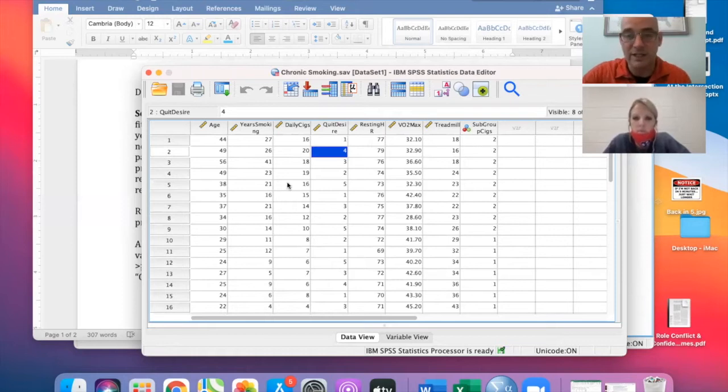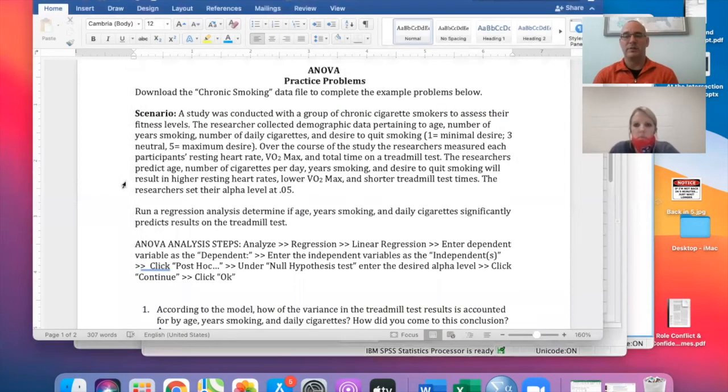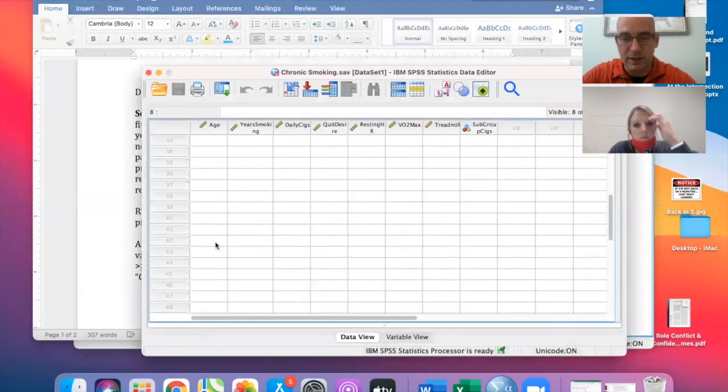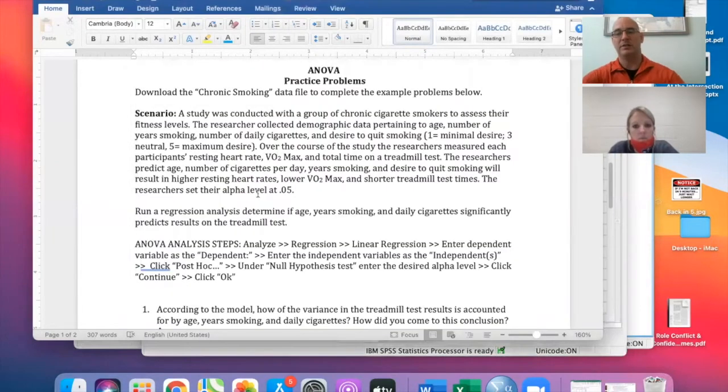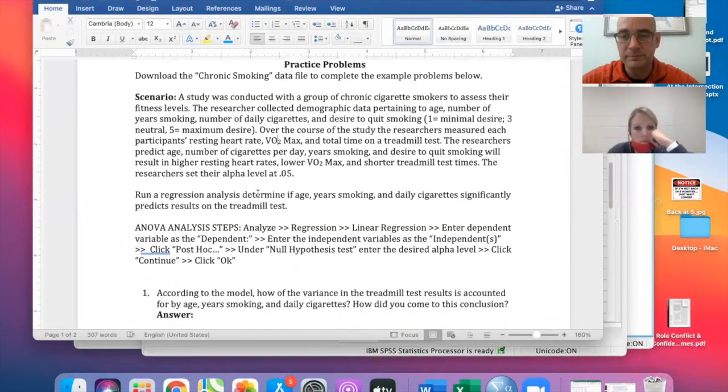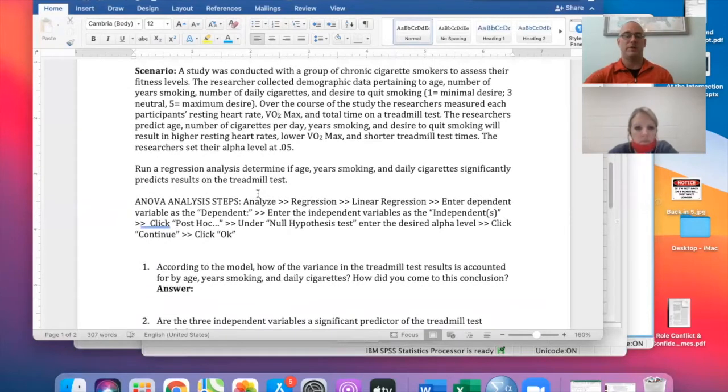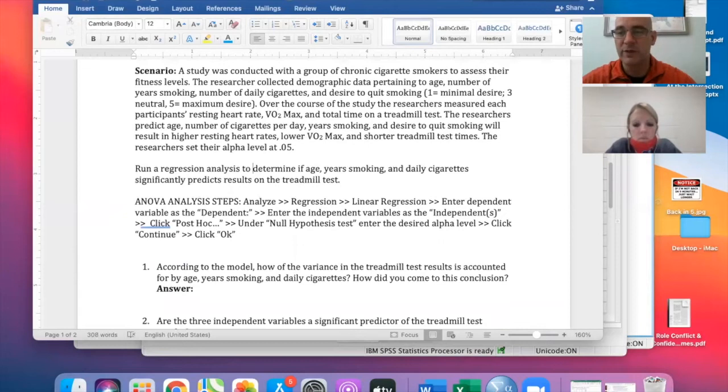So that's our data set. How many participants do we have? We had 21 participants in this study. The first question it asks us, and this would be very similar to your assignment, Sarah, says: run a regression analysis to determine if age, years smoking, and daily cigarettes significantly predict results on the treadmill test.